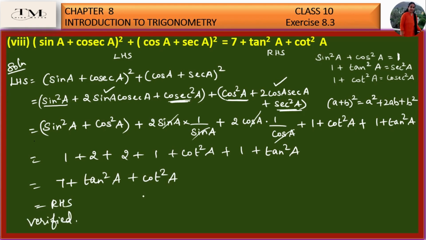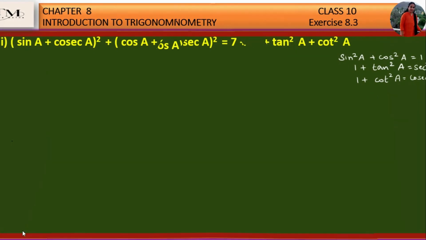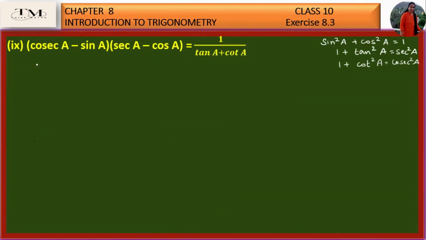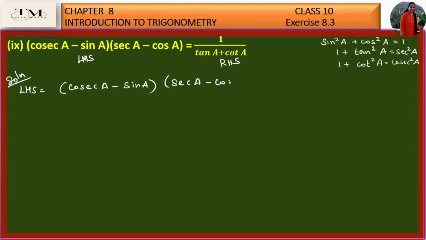Okay. Understood? So moving on to the ninth question. It is the ninth part of the fourth question: (cosecant A minus sine A) into (secant A minus cos A) equal to 1 by (tan A plus cot A). Okay, children, now let us take LHS and RHS. This is LHS and this term is RHS. So let us start with LHS to get RHS. LHS is nothing but (cosecant A minus sine A) into (secant A minus cos A).